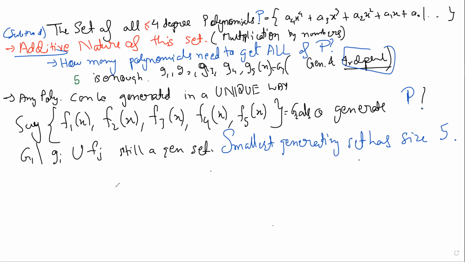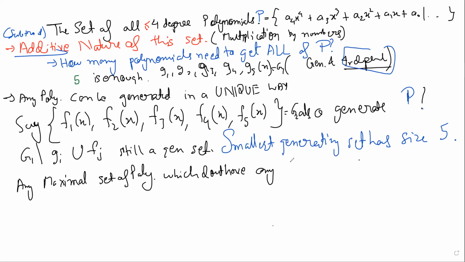Yes. So let me, yeah. Any maximal set of polynomials which don't have any relations, which don't form a cycle, will generate all, will be connected. This is not very difficult.